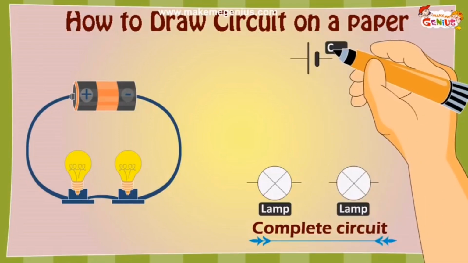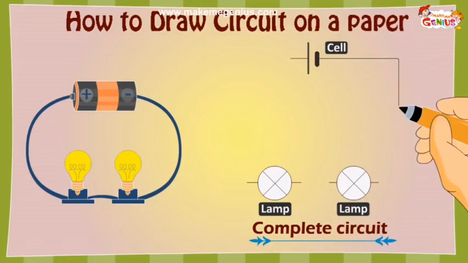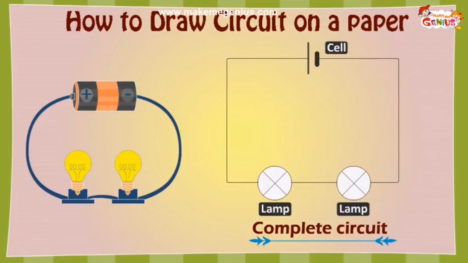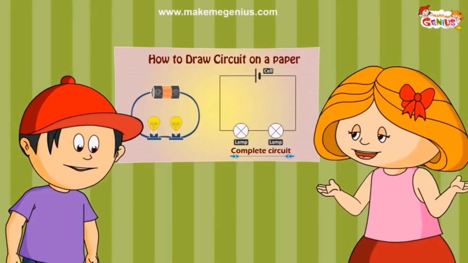And then the symbol for a cell is like this. Oh, just two lines? Now we need to draw lines. To make a circuit, we draw straight lines which take turns at right angles. Now my circuit is complete. It looks so beautiful. Like I told you, this is known as a series circuit.